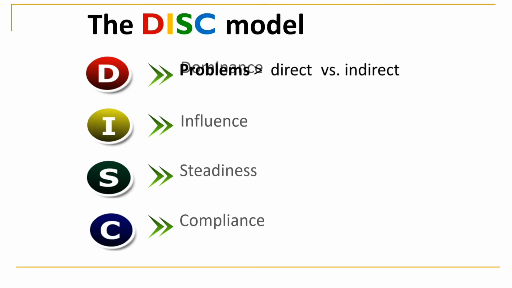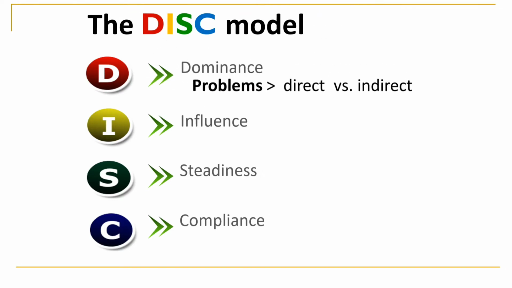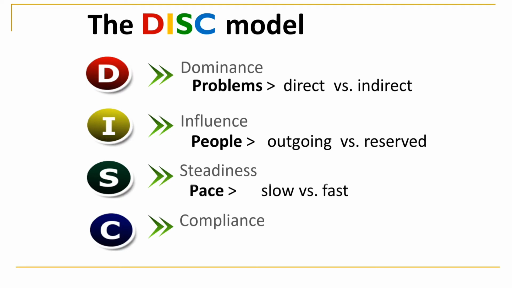Dominance is about problems, whether you take the direct or indirect approach to solving problems. Influence is whether you seek to influence people in an outgoing, personable way, or you rely on facts and logic in a more reserved manner. Steadiness is your pace, whether you prefer a slow or a fast pace. Compliance deals with procedures, whether you are a very quality conscious person or whether you like a lot of freedom. You don't want to follow other people's rules or procedures.